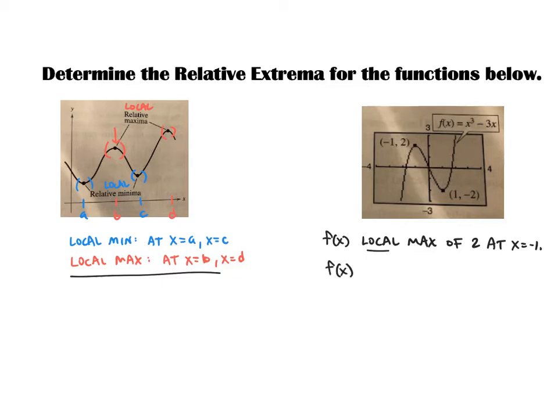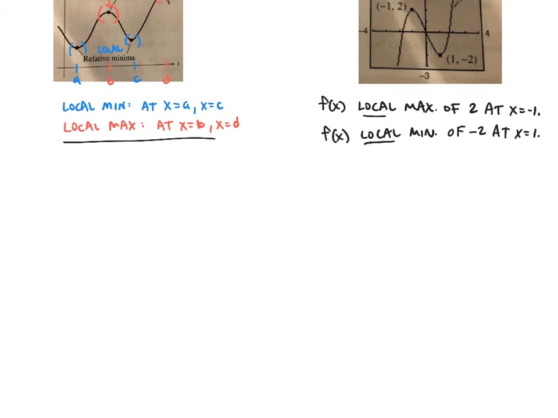F of x has a local min. Totally fine if you abbreviate with max and min instead of maximum or minimum or maxima or minima, but it has a local minimum of -2 at x equals 1. Now a function could have multiple local maxes like you see in the first example. It could have 0 local maxes. An example where a function might have 0 local maxes would be a quadratic function. That has no local maxes. But depending on what the polynomial function looks like, it will vary from case to case.